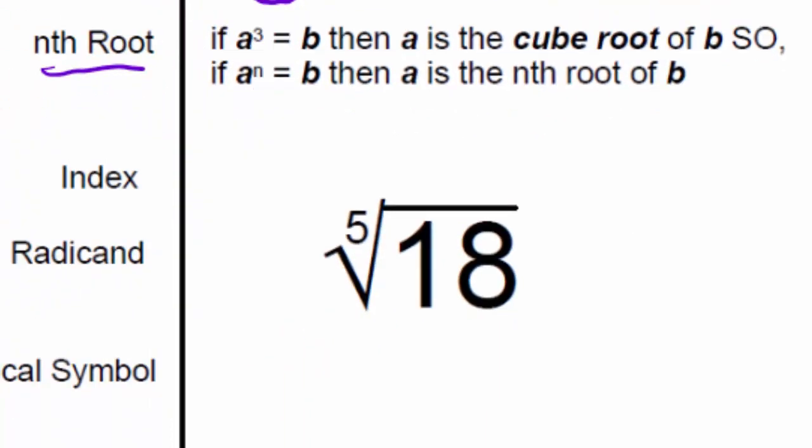Nth root is a little tough to explain, so we have an example here. If a to the third equals b, then a is referred to as the cube root of b. So if we have a to the nth equals b, then a is the nth root of b.